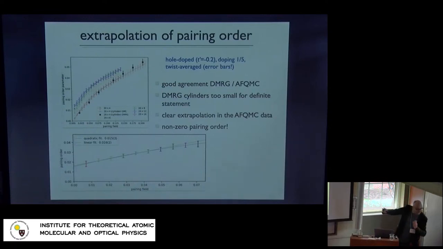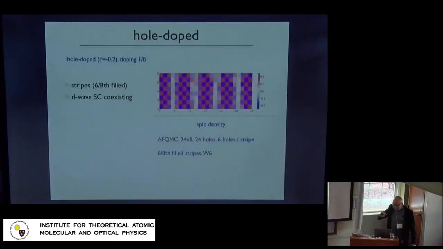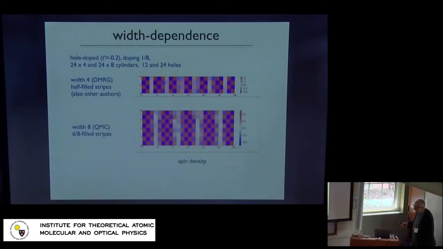Yeah, next slide. So the last one or two slides is interesting in the sense that this is hole-doped. What we find in AFQMC is six holes per stripe. This is a width six. This doubles a bit what I also have here. I should have shown only that slide. Sorry about that. Width four, we find the half-filled stripe just like Philippe.